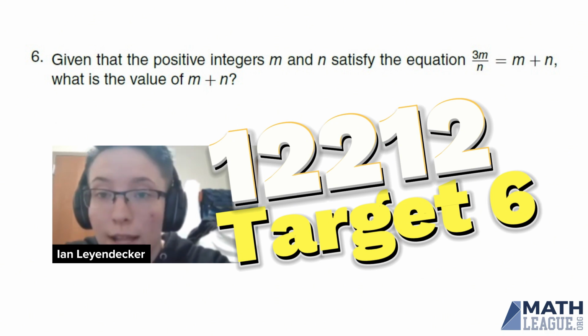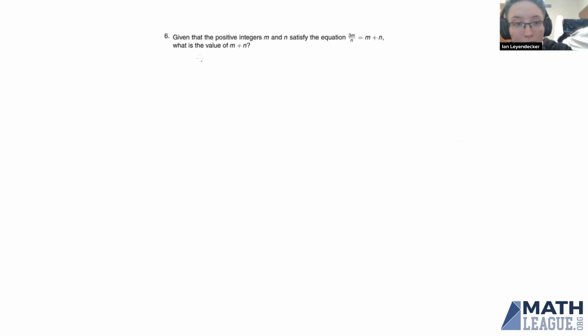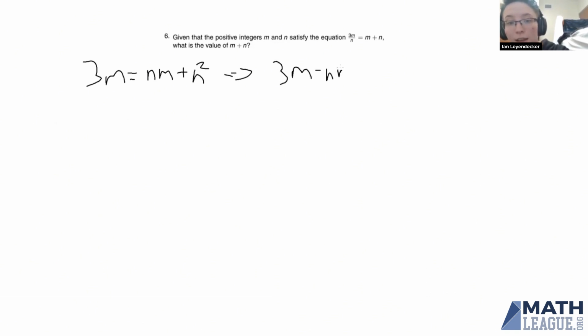So to start off, let's simplify this equation by multiplying both sides by n to get 3m equals nm plus n squared. And then if we move both m terms over to the left side, we get 3m minus nm equals n squared. Simplifying so that only m is on the left side, we get m equals n squared over 3 minus n.